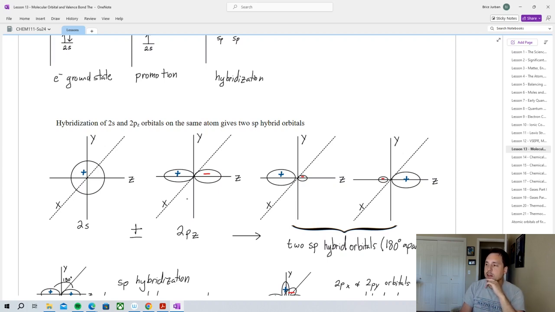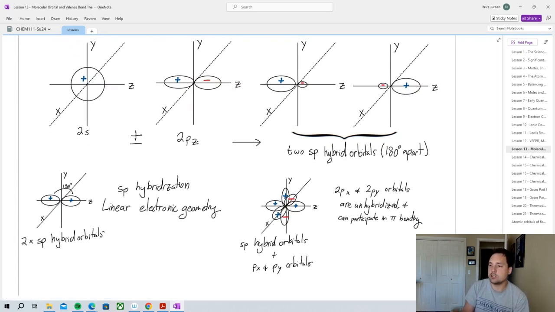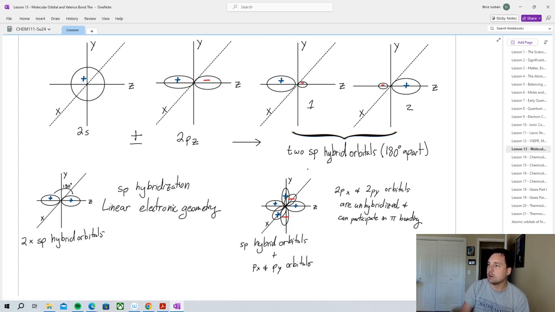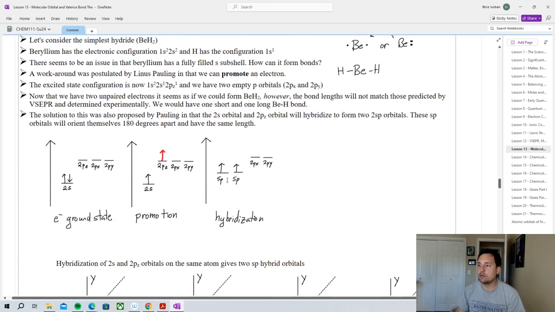There is going to be this small negative component, which I'm usually going to get rid of. So I'm going to show when these 2 orbitals combine, 1 and 2, they'll combine to give us this picture where we have two sp hybrid orbitals that are 180 degrees apart. Here I've gotten rid of the small negative charge. And this is going to allow us to get the correctly predicted geometry from VSEPR theory of a linear electronic geometry. And one thing to note here is that we only used two of the orbitals.